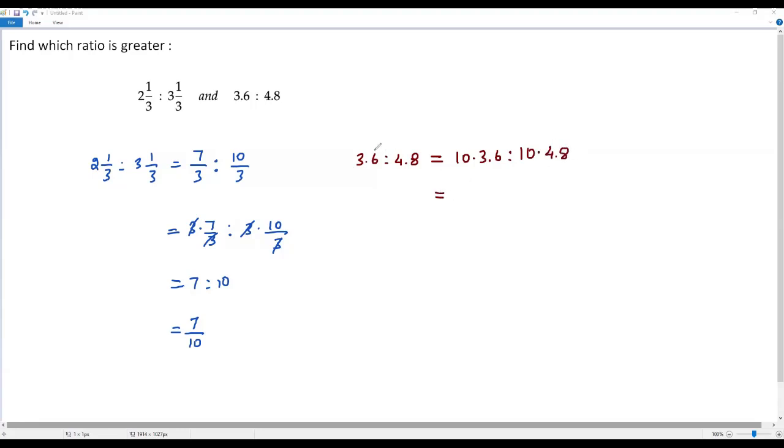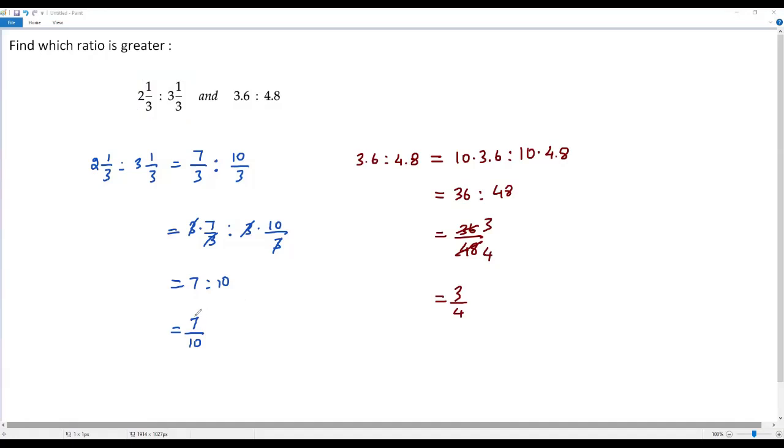As I said earlier, when I multiply or divide both the terms of the ratio by the same non-zero number, the resulting ratio will always be equal to the original ratio. When I multiply this 3.6 by 10, I am getting 36. And when I multiply this 4.8 by 10, I am getting 48. So this resulting ratio is equal to the original ratio. Now I'm going to write this ratio as a fraction. Then I'm getting 36 over 48. Both 36 and 48 have the greatest common divisor 12. That is, 12 goes into 36 3 times, 12 goes into 48 4 times. Then I'm getting 3/4.